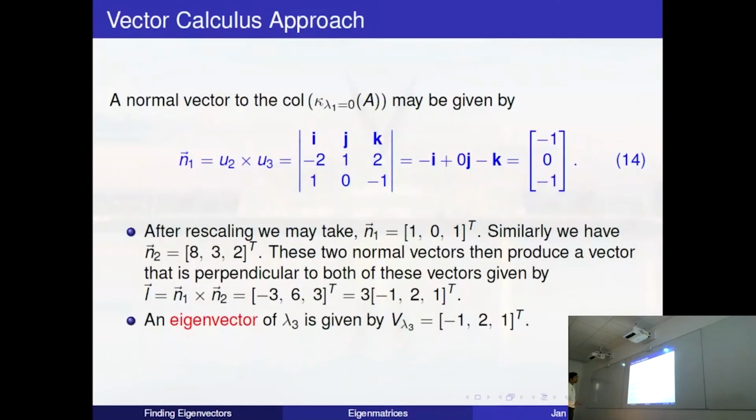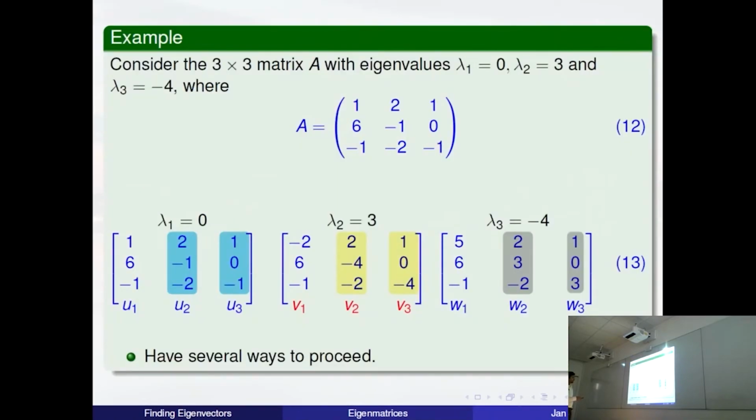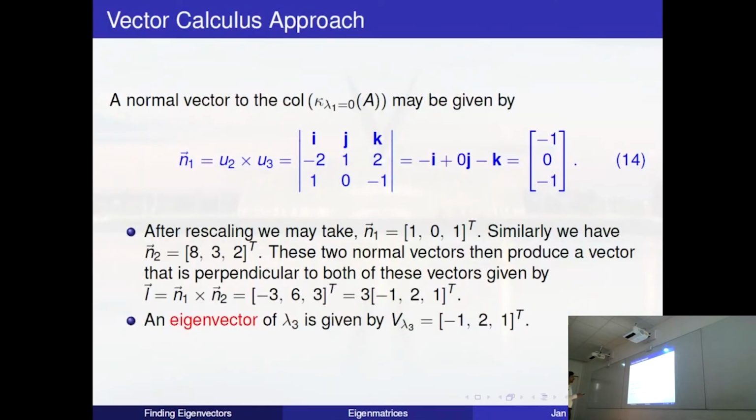So we're going to pick the 2 vectors. Let's say you're going to find the eigenvector for lambda 1 equals 0. What you're going to do, you're going to multiply 2 vectors. The normal vector to the column space of lambda 1 equals 0 is coming from how to get the normal vector for that. So we're going to pick 2 vectors and then take the cross product. That's going to produce a normal vector to the column space.